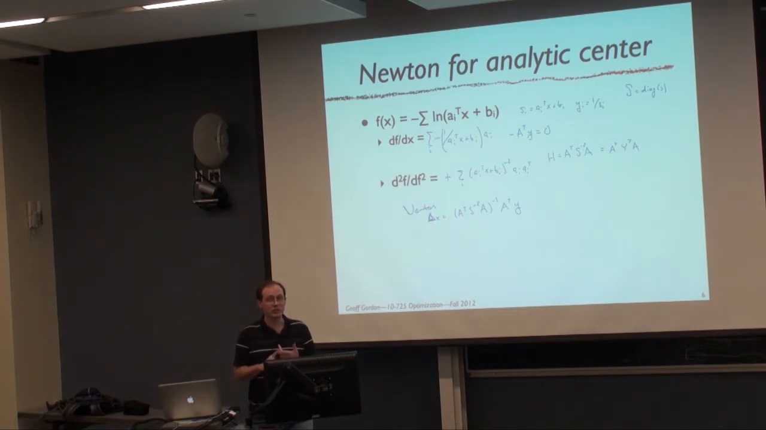And so that means that Newton with line search is going to converge from any strictly feasible initial point, because if you're on the boundary, one of the logs will be infinite. Okay? And in fact, it's going to converge quite quickly. We'll see that later.